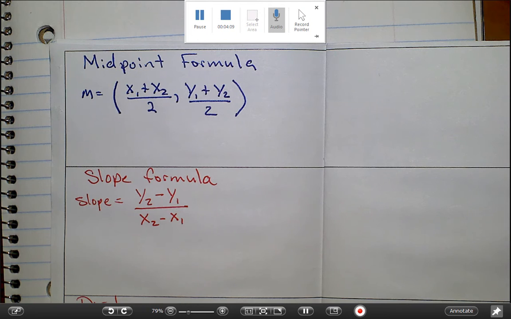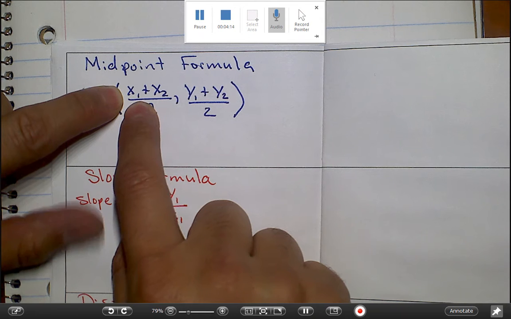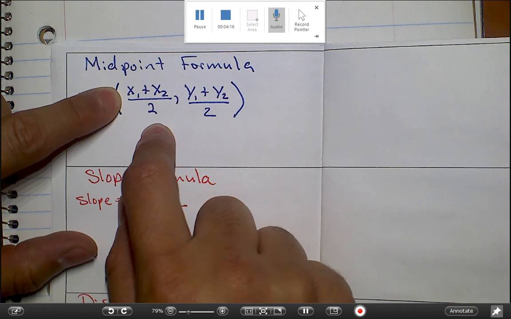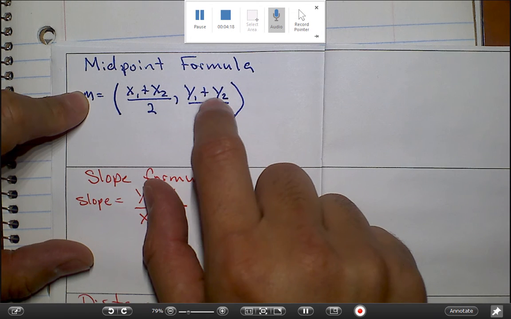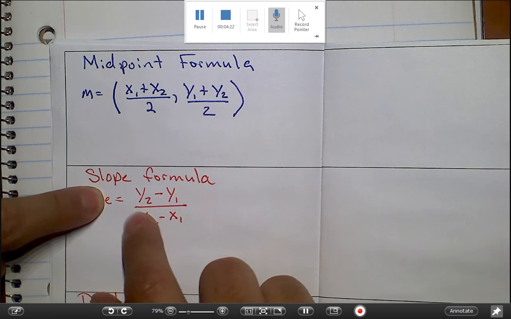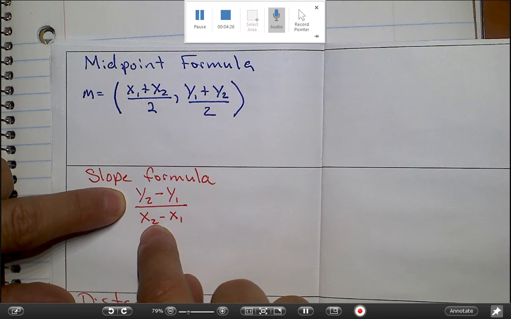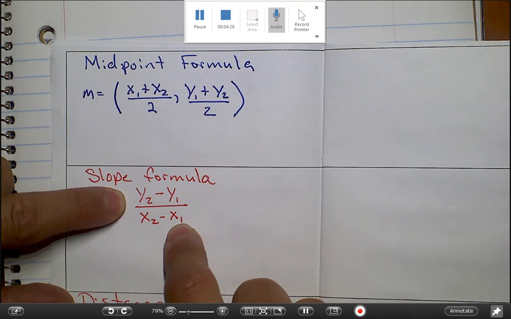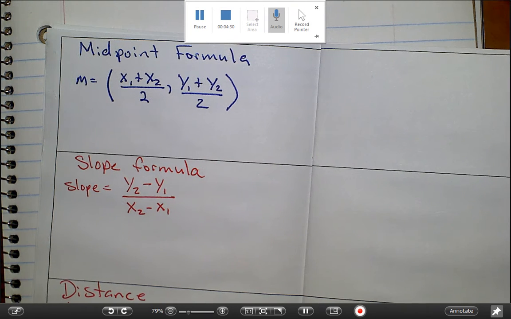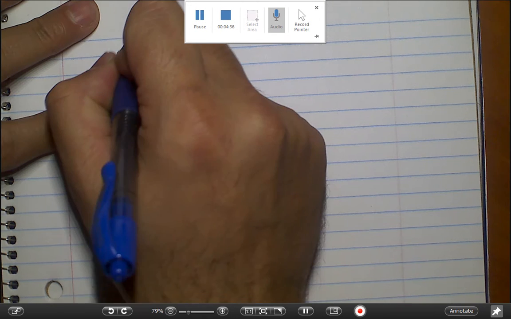All right, so now, given the midpoint formula, that's x from my first point plus x from the second point divided by 2, y from my first point plus y from my second point over 2. The slope formula is y from my second point minus the y from the first, divided by x from the second point minus x from the first. We're going to do that, and so I'm going to write down right here, midpoint formula.